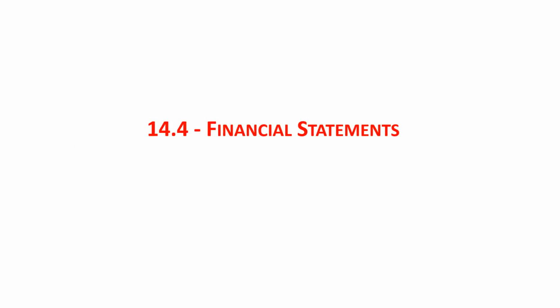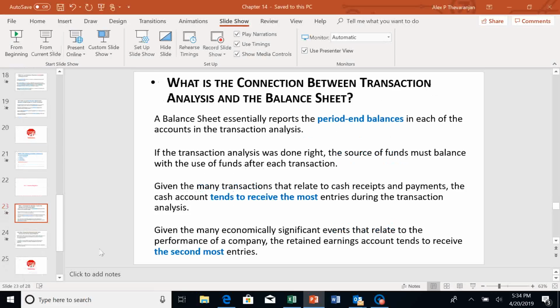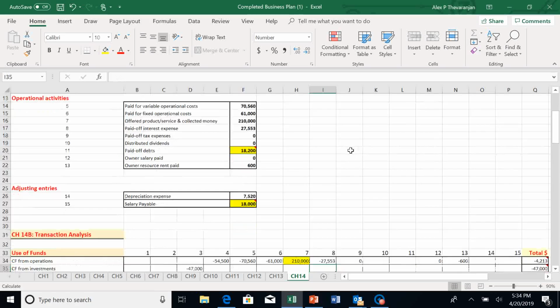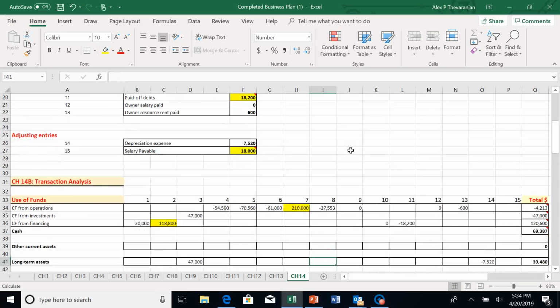Okay, finally, how do we go from transaction analysis to financial statements, right? What is the connection between transaction analysis and the balance sheet? So let's come back here and see what we do with these transactions. Here, all these transactions, we do similar to the 3 entries that we did. So now we have altogether 15 entries, and you can see here are the entries.